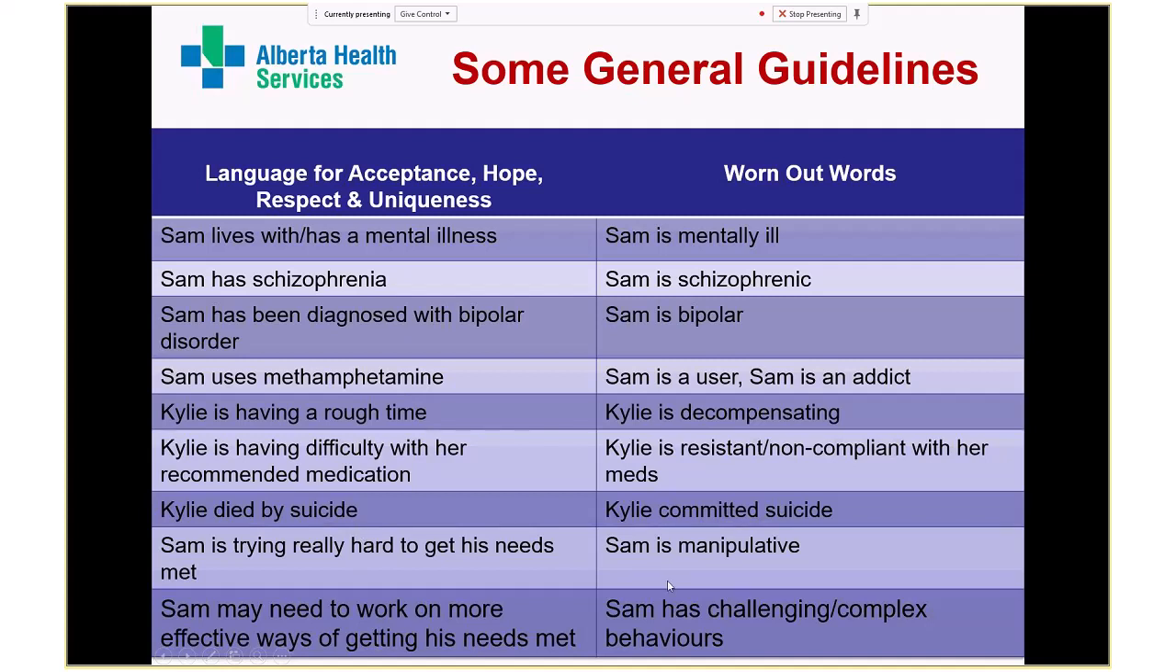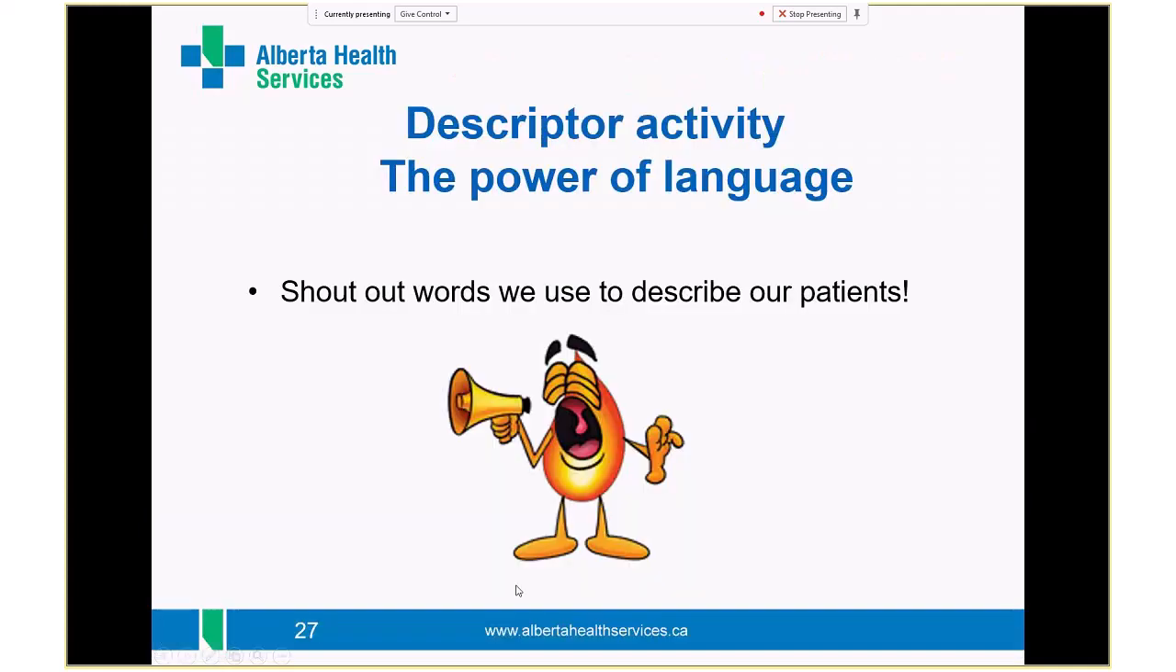You're so used to using these words that it just comes out, and I don't mean to be negative when I'm saying them. It's almost like speaking an addiction and mental health language. We need to frame our outside words, the verbal words that we're using, and our internal verbiage that we're using, with this language of acceptance.